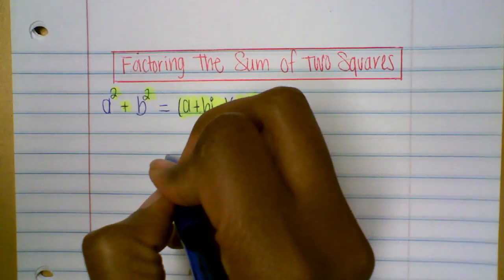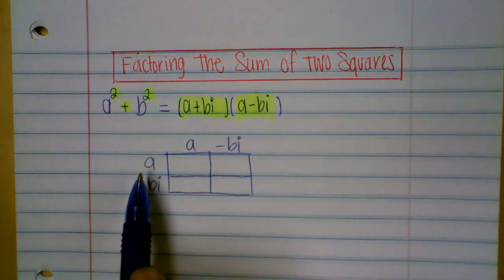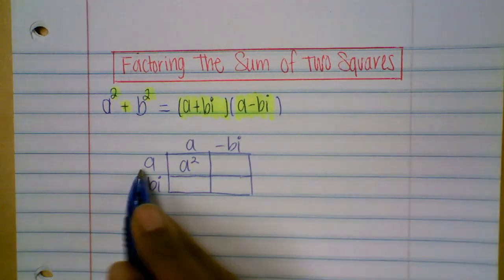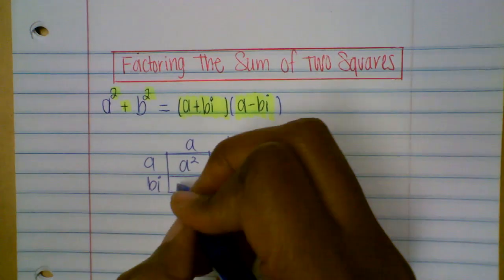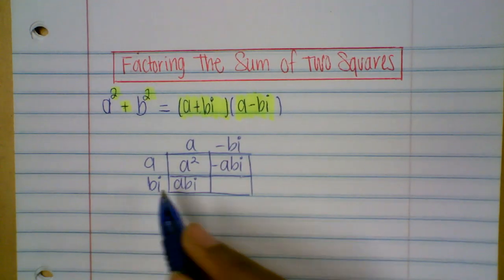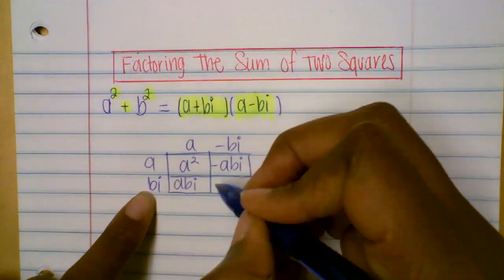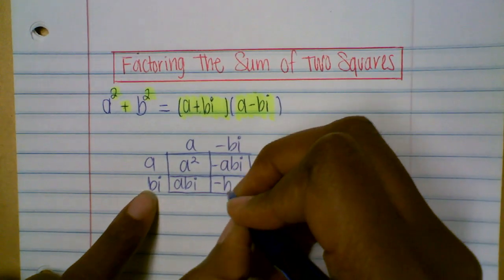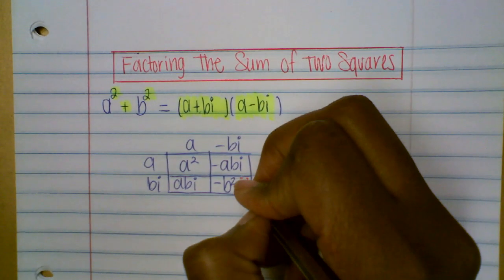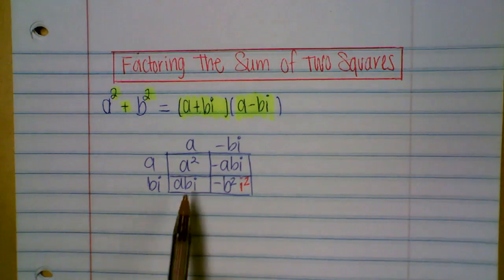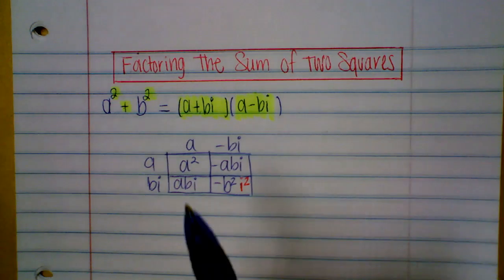So let me show you if I use the box method to multiply. A times a is a squared. A times negative bi is negative abi. And bi times a is abi. And bi times negative bi: a positive times a negative is a negative, b times b is b squared, and i times i is i squared. If you want, you could have also used the distributive property. You end up with the same product.